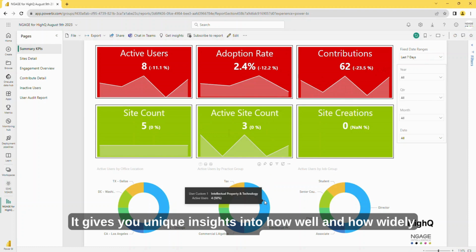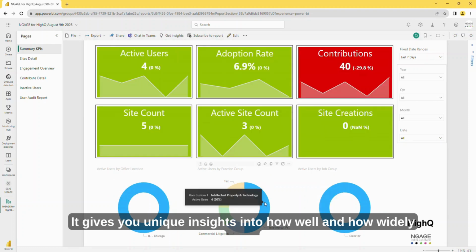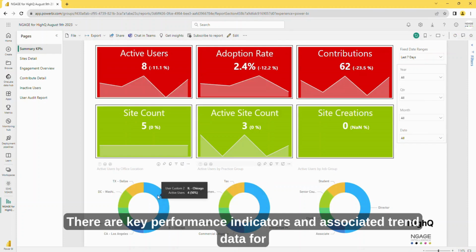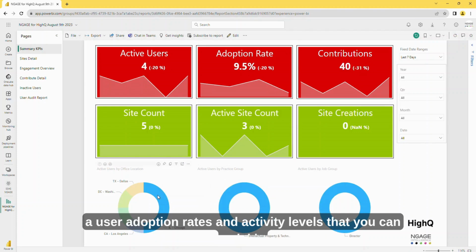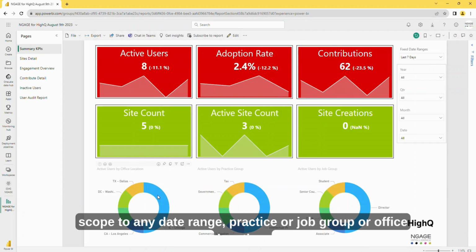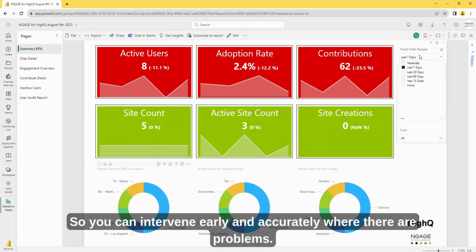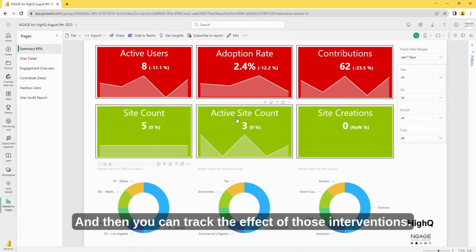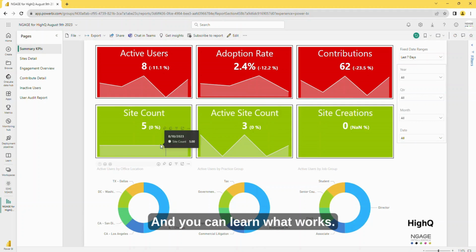It gives you unique insights into how well and how widely your clients and practice groups are using it to collaborate. There are key performance indicators and associated trend data for user adoption rates and activity levels that you can quickly scope to any date range, practice or job group or office location, so you can intervene early and accurately where there are problems. And then you can track the effect of those interventions and you can learn what works.